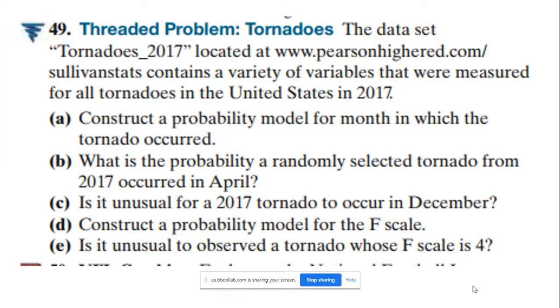The data set Tornadoes 2017, located at www.pearsonhighered.com/Sullivan Stats, contains a variety of variables that were measured for all tornadoes in the United States in 2017. I went there to find this, and I couldn't find the file. Michael Sullivan's a good guy. I actually know him pretty well, and he teaches at Joliet Junior College. But it wasn't there where I could find it.